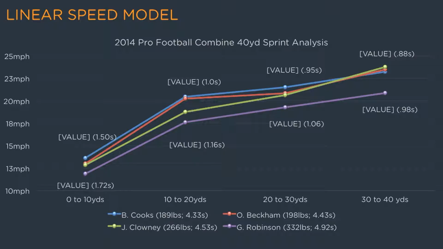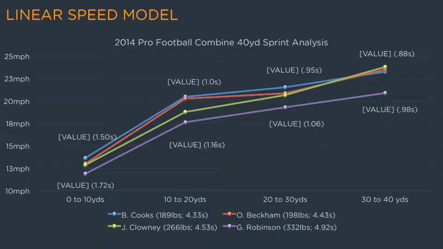You can see each of these individuals are at drastically different body weights. Cooks weighs roughly 189 pounds. Beckham weighs roughly 198 pounds. Clowney weighed 266 pounds. And Robinson weighed roughly 332 pounds. You can see all of their 40 times there at the bottom. Let's start by contrasting Cooks and Beckham. Number one, first thing, they're about 10 pounds different.